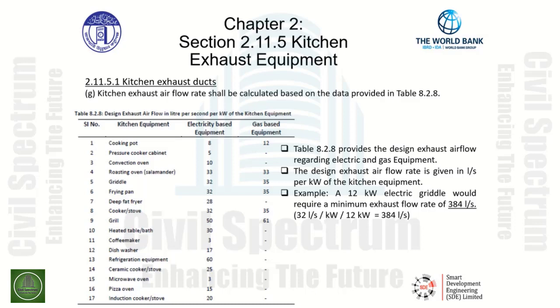As an example, a 12 kilowatt electric griddle would require a maximum exhaust flow rate of 384 liters per second. That's given the electricity-based equipment at 32 liters per second per kilowatt of appliance equipment. As seen below, 32 liters per second per kilowatt times 12 kilowatts would equate to 384 liters per second.